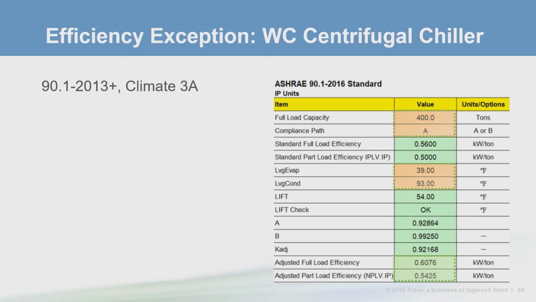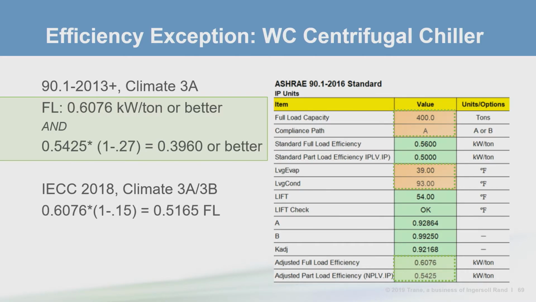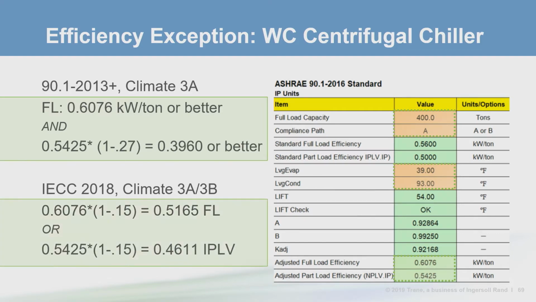In climate zone 3A, to eliminate the economizer requirement, the chiller must be 27% better on IPLV while still meeting full load. So at these conditions, that means a part load value of 0.3960 and a full load efficiency of 0.6076 for climate 3A. In IECC 2018, if my chiller has a full load of 0.5165 or better, or a part load value of 0.4611 or better, it would comply. Both of these situations can be accommodated by water-cooled centrifugal chillers.